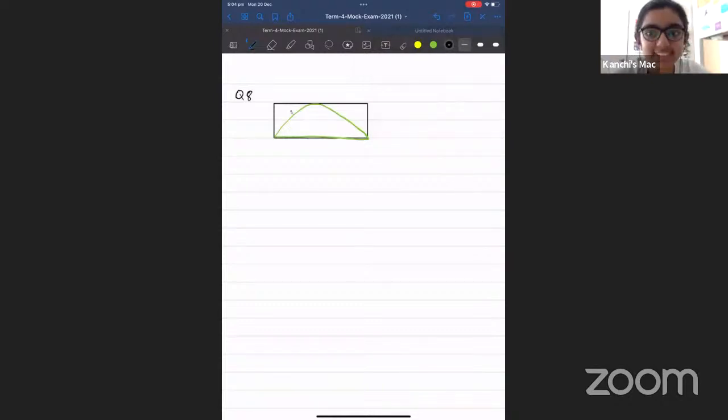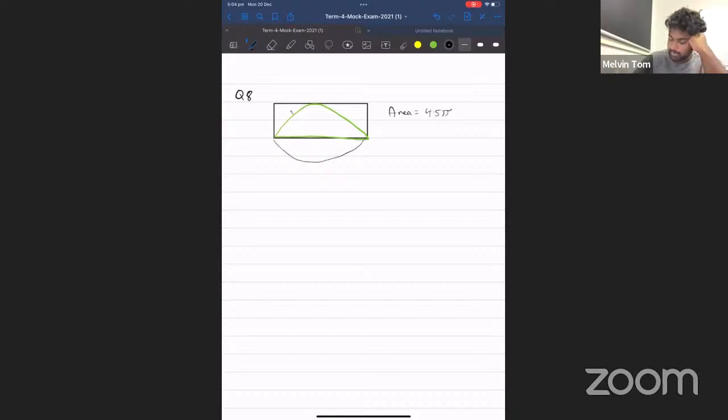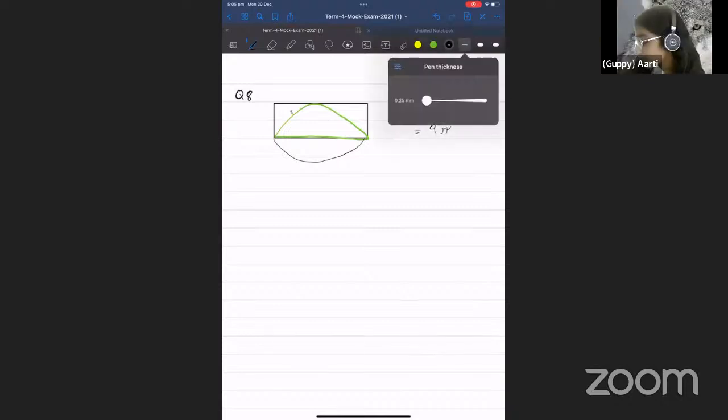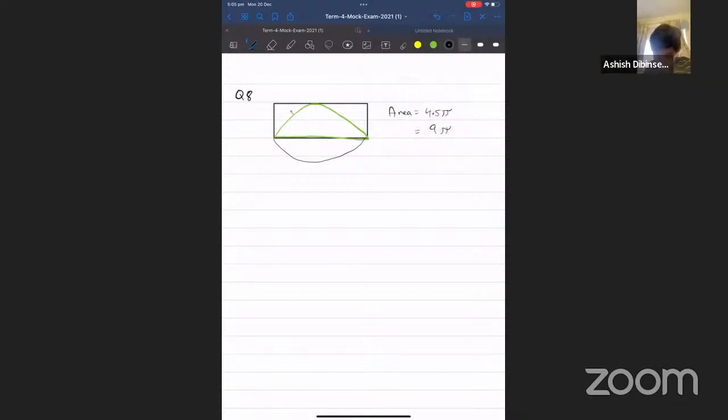All right. So the area of the semicircle is equal to 4.5 pi. Now imagine if this was a full circle, that would mean that the area of the full circle would be 9 pi. Do you guys understand? Yep.